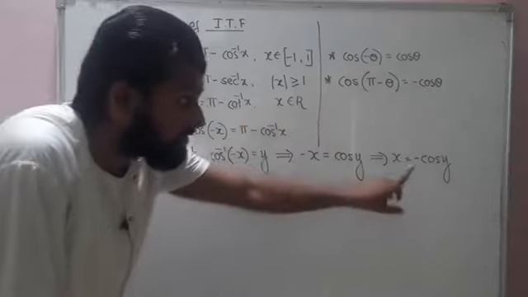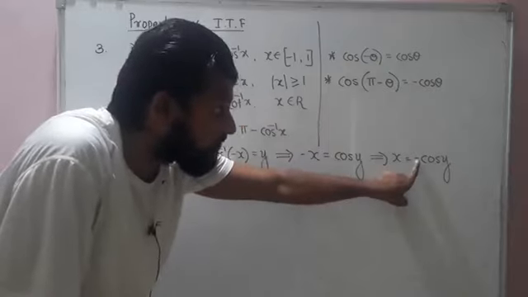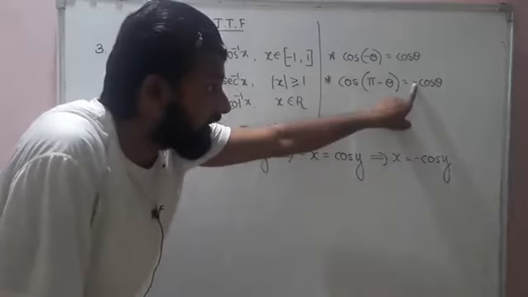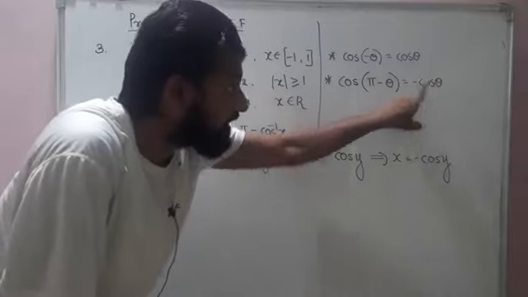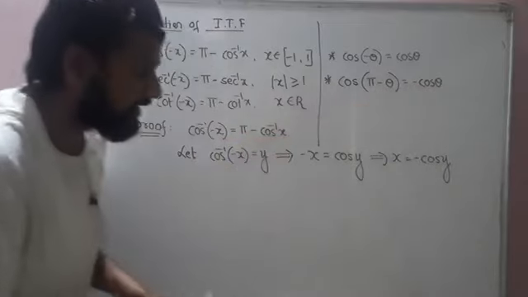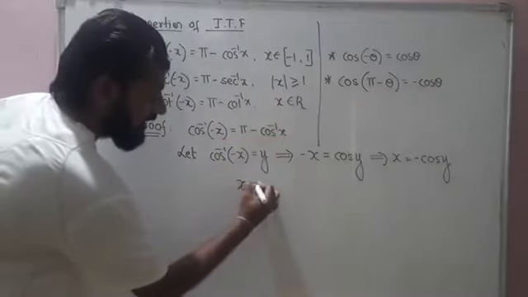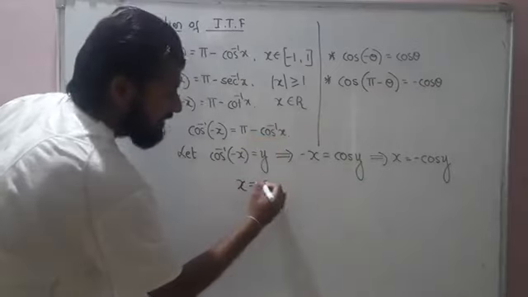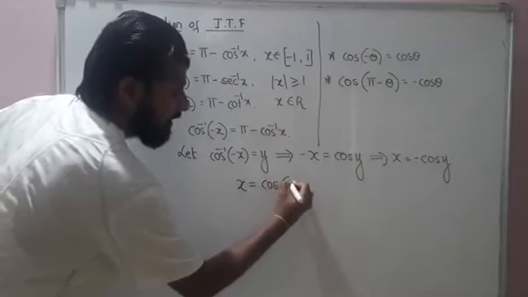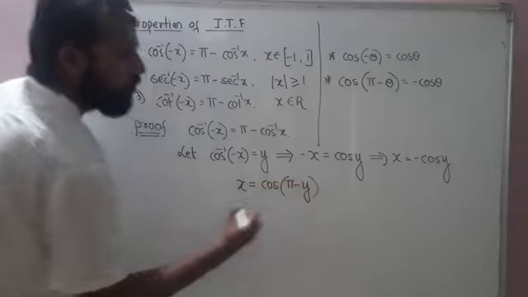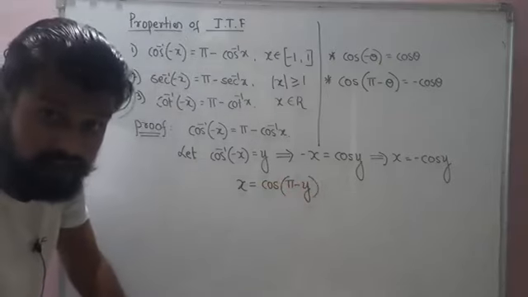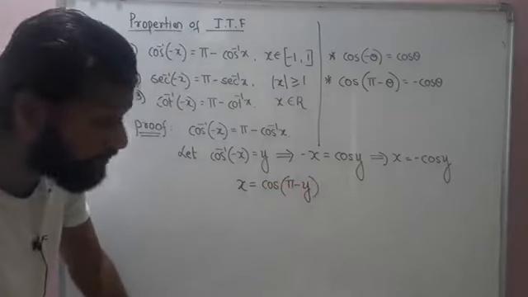So what I'll do is, anyway I have a minus sign, isn't it? This minus sign can be removed if I replace theta with pi minus theta. So I will write x, I will not write the minus sign, instead I'll write cos of pi minus y. Understand how I am removing the minus sign? That is very important.